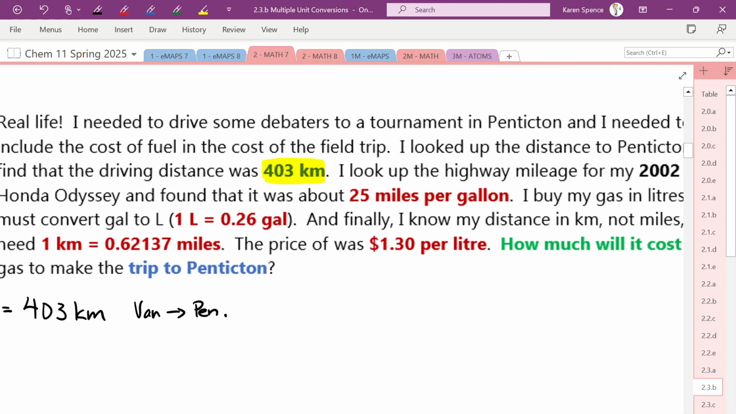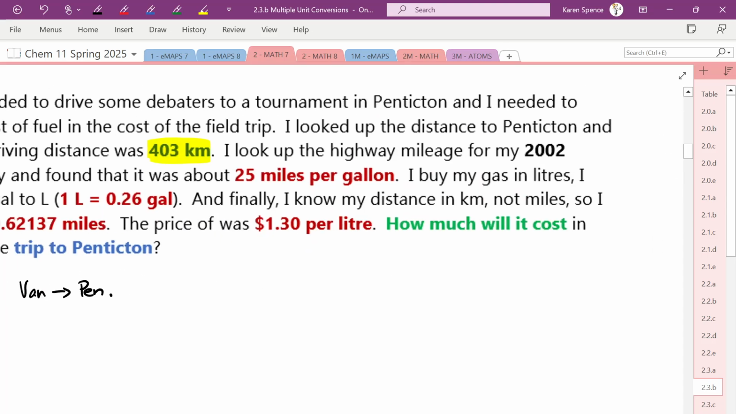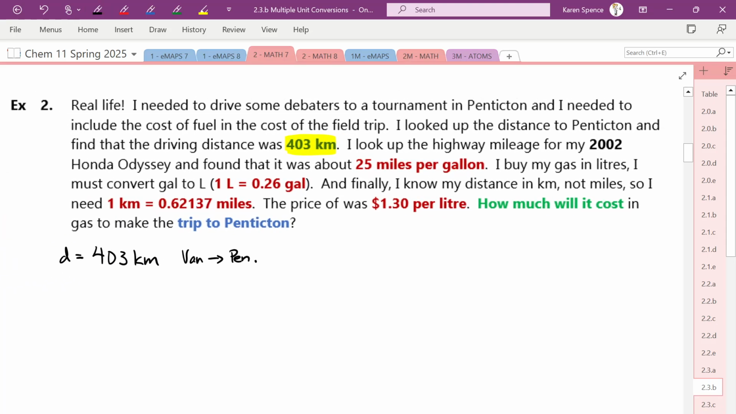I looked up the highway mileage for my 2002 Honda Odyssey. Am I going to use that number 2002? Is that part of my calculation? No, that's just the year of the car. That's useless. And found that it was 25 miles per gallon.